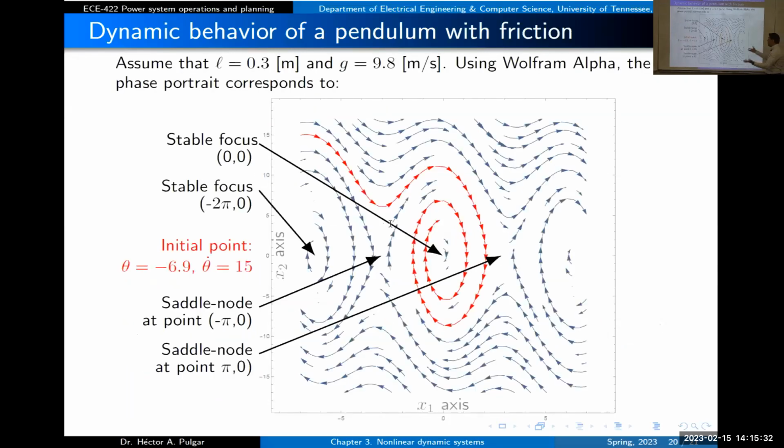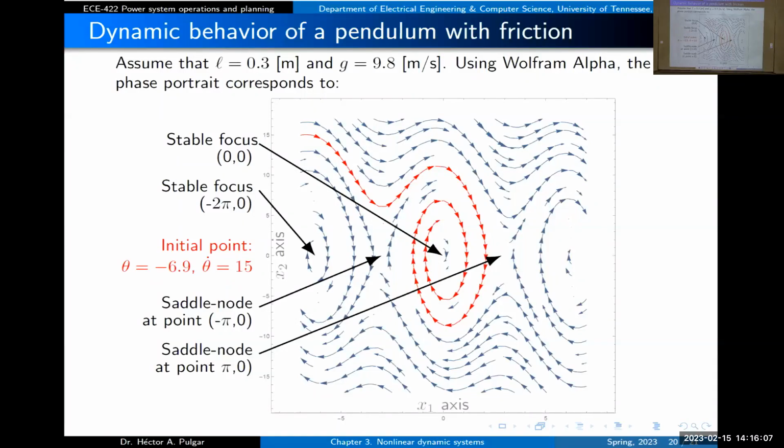So if we use Wolfram Alpha again, this is the behavior that we have. The same initial point we take here in red. We start with the pendulum with a small negative angle. We push it. We have an initial speed of 15 radians per second. And the pendulum will go and take one whole loop here, but then it will start converging to the equilibrium point, which is the stable focus.